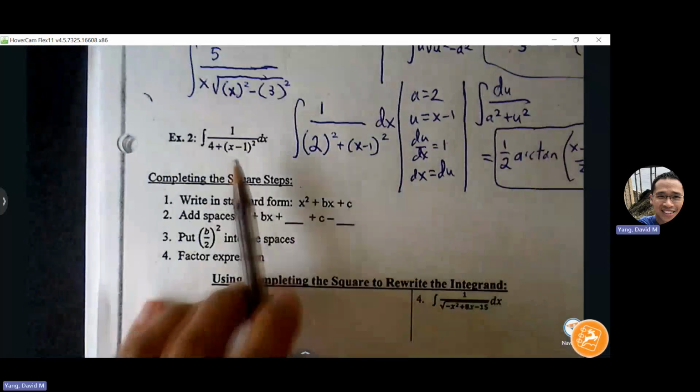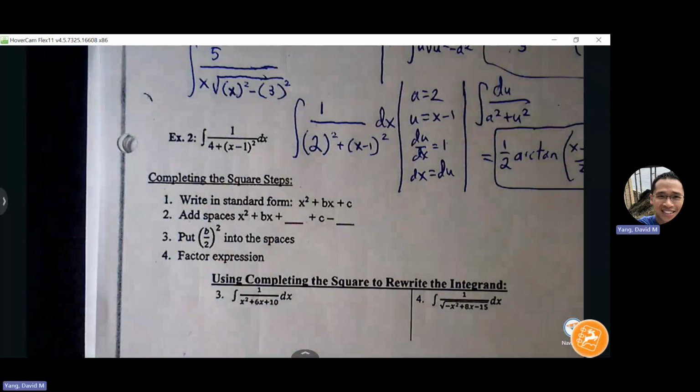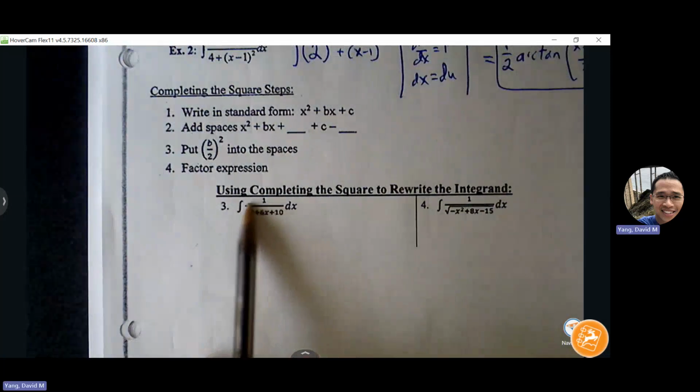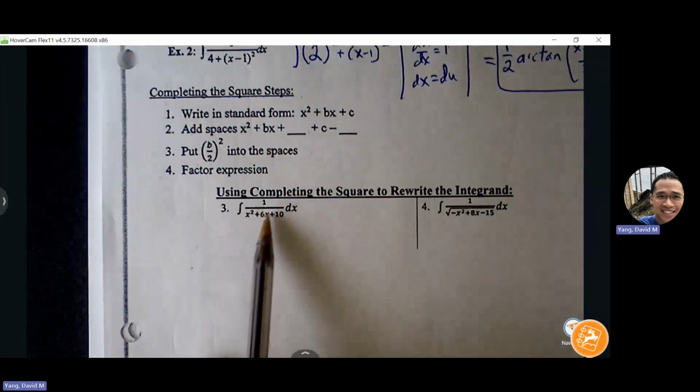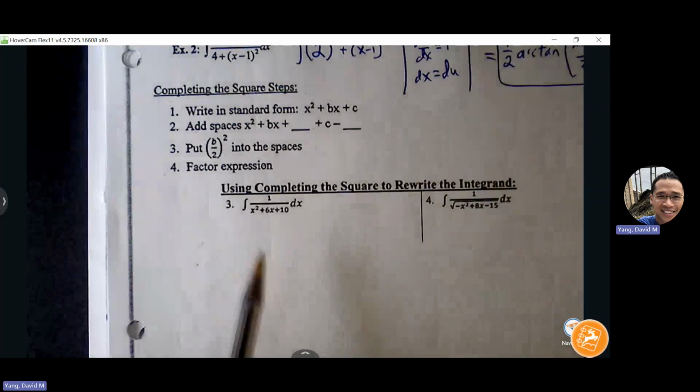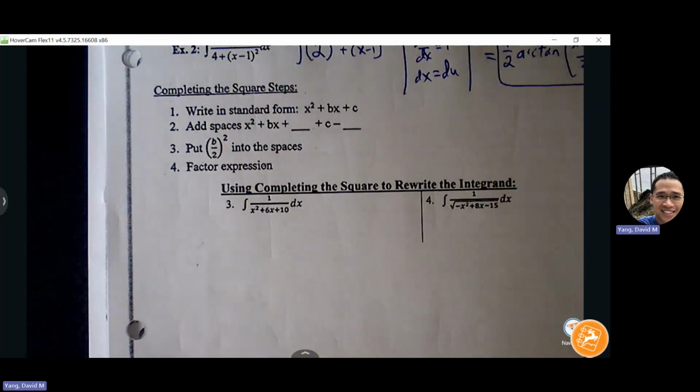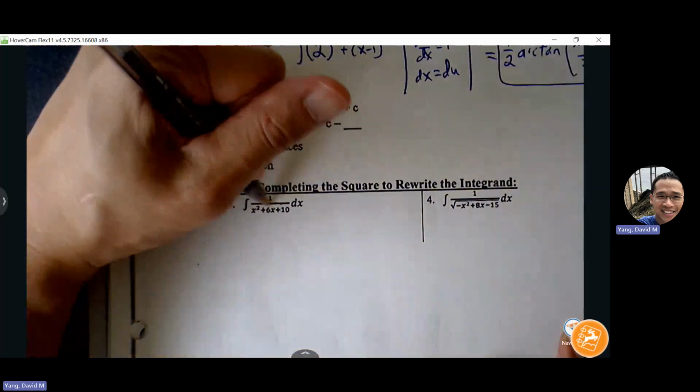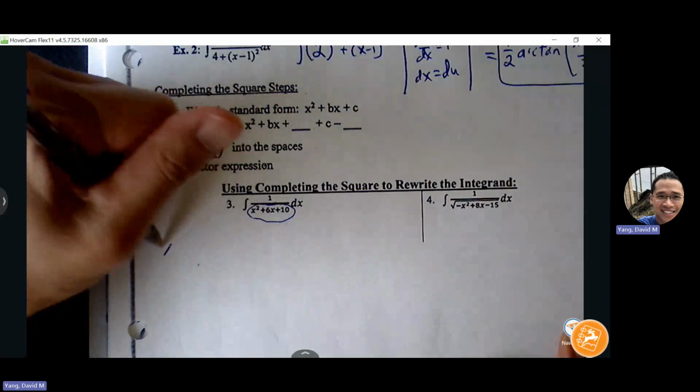Right? It's not like the previous problem where we see a nice separation of a variable squared and a constant squared. So we have to go through this process called completing the square to produce this binomial squared with a variable coefficient, right? Because right now I'm not able to get it into the parentheses. So we have to kind of adjust the denominator a little bit.